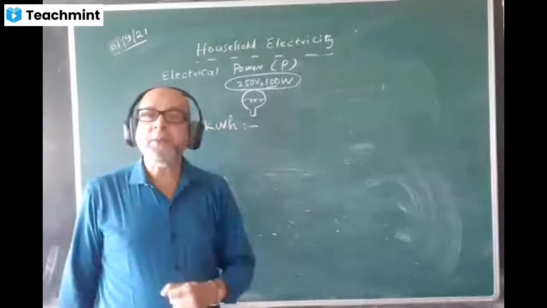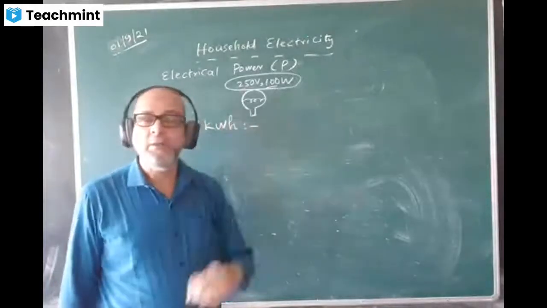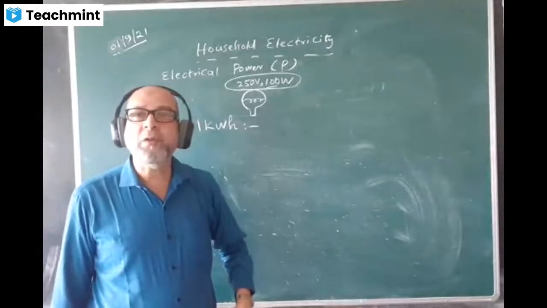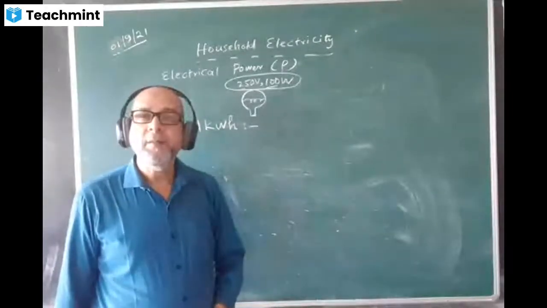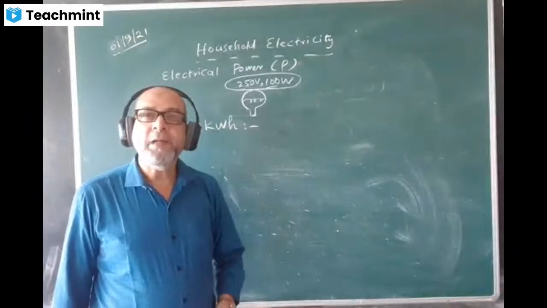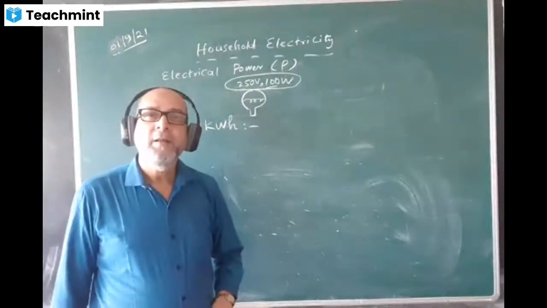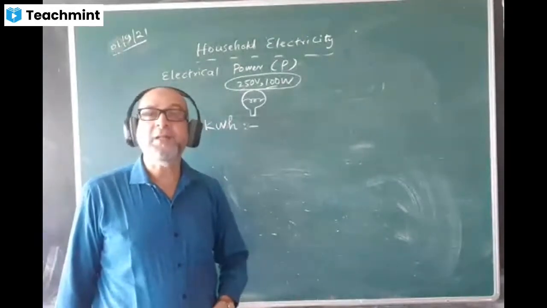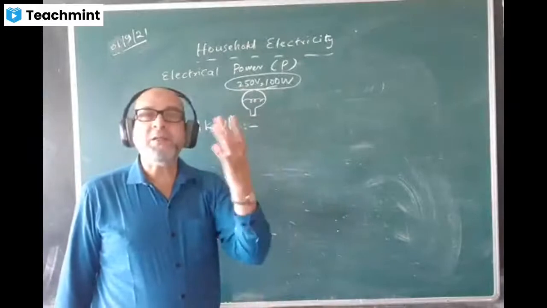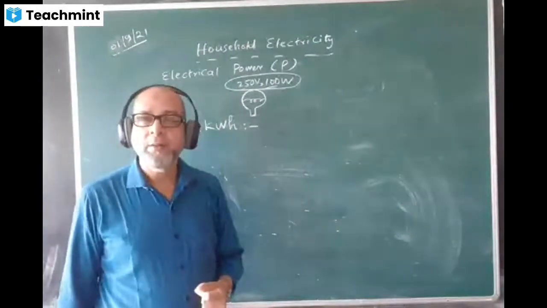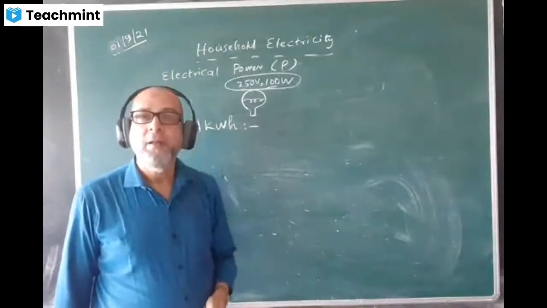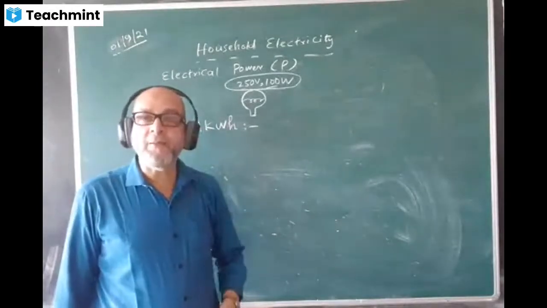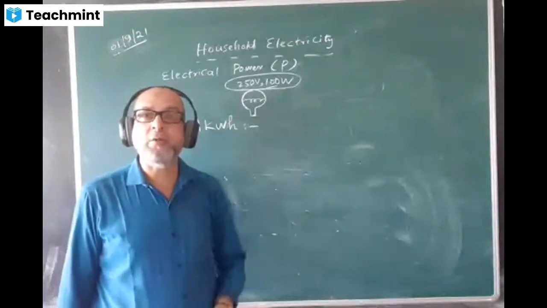Suppose you have 100 watt bulbs, but there are 5 bulbs. For how many hours should you use them to consume 1 unit of energy? Can you tell me the answer? 2 hours. Because each is 100 watts, there are 5 bulbs, the total power is 500 watts. Yes, you are correct. Very good. 500 watts multiplied by 2 hours gives 1000 watt hour, which is the same as 1 kilowatt hour.